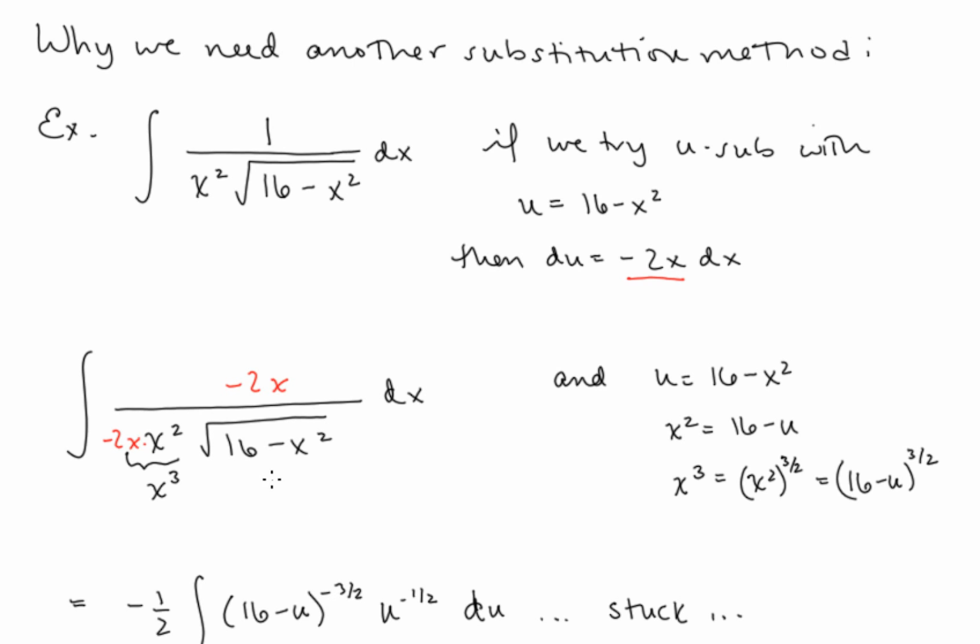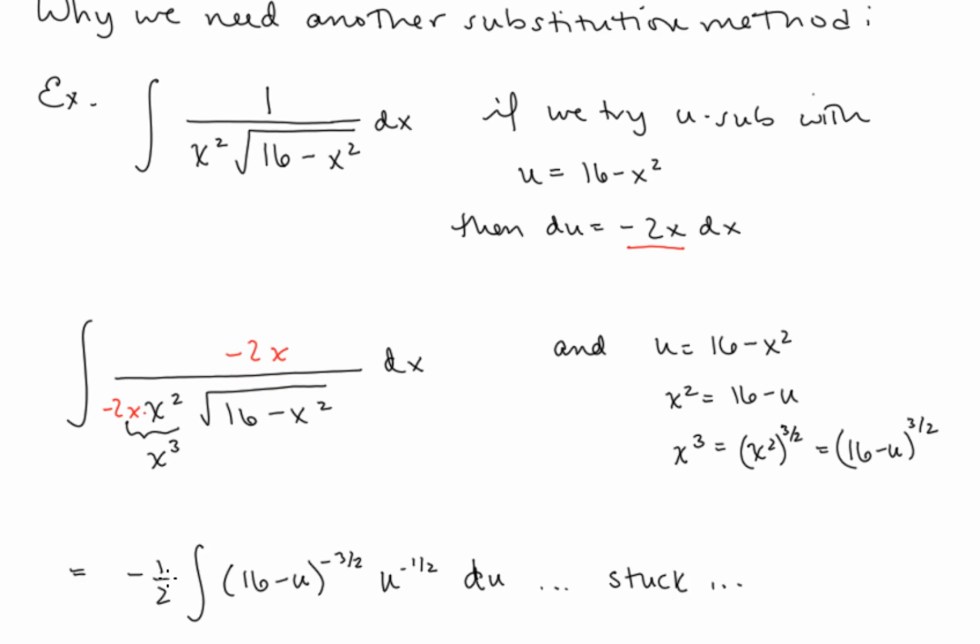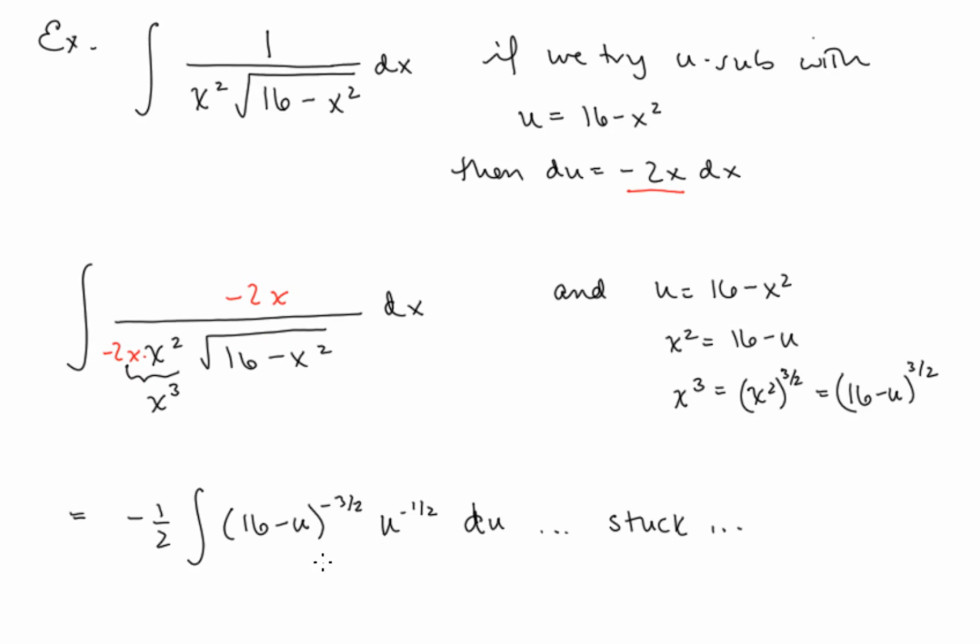And this would be u to the negative 1/2 and du. And we would have our negative 1/2 on the outside. And this is the best that we can do with our regular u substitution, and we can't solve from here. So we do see the need for another type of substitution to help us compute this integral.